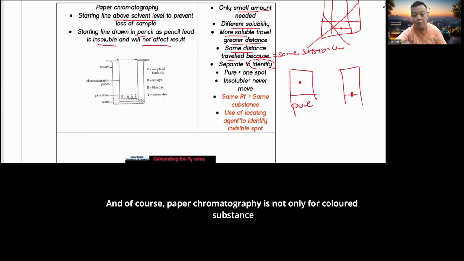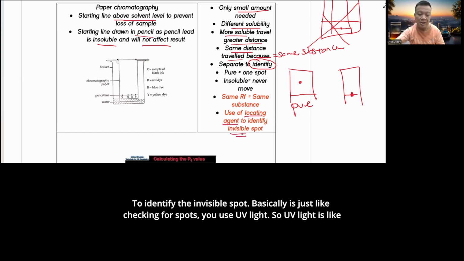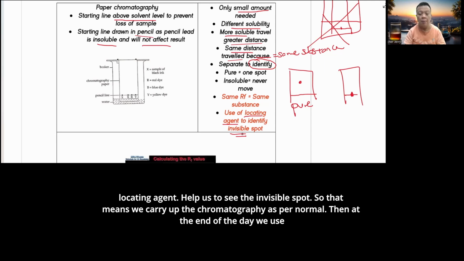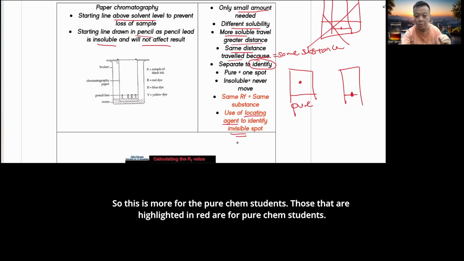And of course, paper chromatography is not only for colored substances. There are some substances that are invisible to the eyes. We can still separate them, but we will use a locating agent to identify the invisible spot. Basically, it's just like checking for forgery notes. You use UV light. So UV light is like the locating agent, helping us see the invisible spot. So we carry out the chromatography as per normal. Then at the end of the day, we spray the locating agent on the chromatogram to make those spots visible. So this is more for the pure chem students. Those highlighted in red are more for the pure chem students.